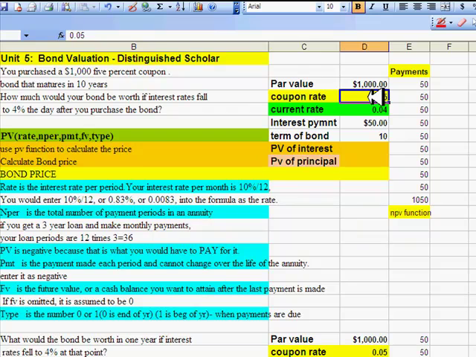And if you examine this closely, what is the coupon rate? The coupon rate is 5%. What is the current rate? 4%. So what do you think will happen to the bond price? Will it fall or will it go up? That is something to think about.